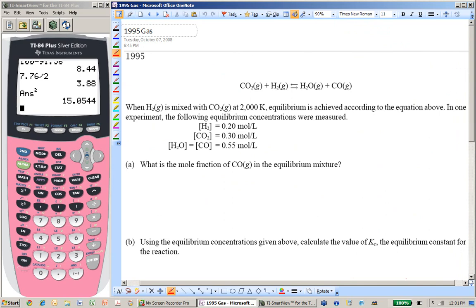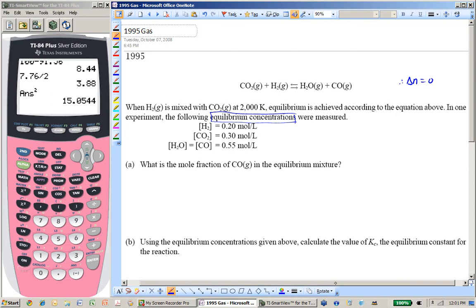When hydrogen gas is mixed with carbon dioxide gas at 2000 K, equilibrium is achieved according to the equation above. In one experiment, the following equilibrium conditions were given. This is a happy dance moment. They just told you the E line, no searching for X. So this is at equilibrium. I've got 2 moles of gas on the left, 2 moles of gas on the right. Therefore, in case they ask me, delta N is 0 and Kp equals Kc, and I can explain that nicely too.